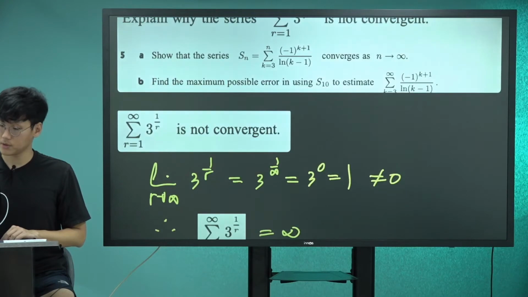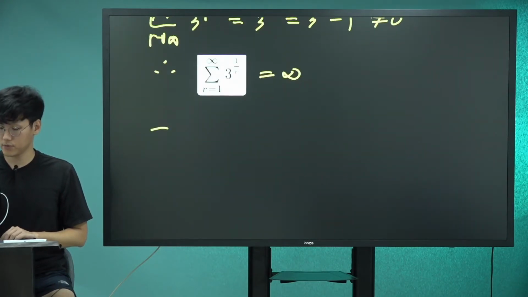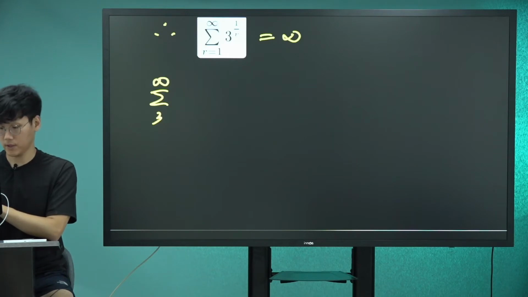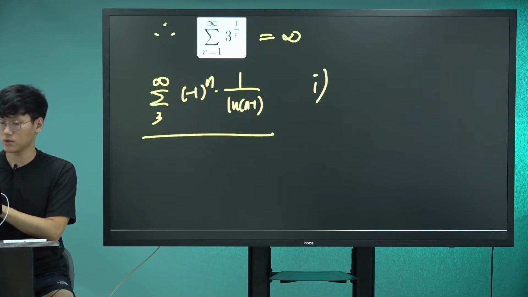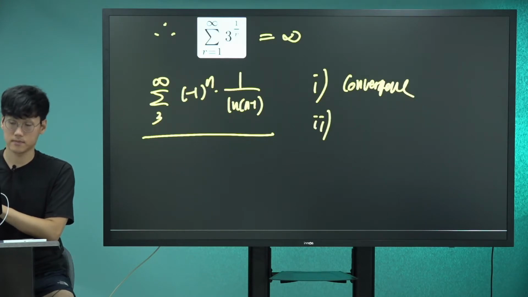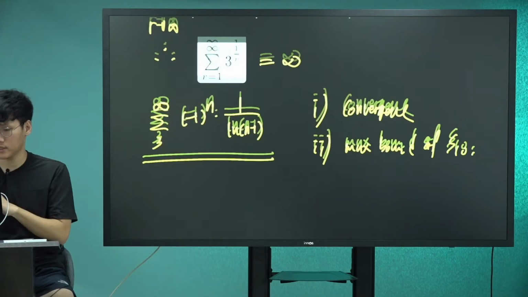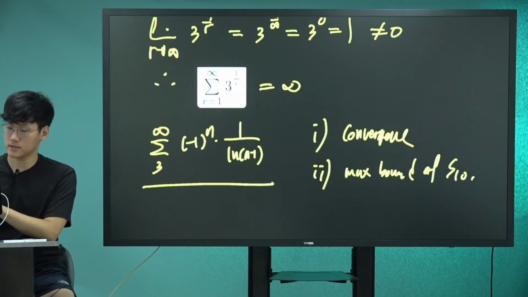The next one was to prove, starting from n equals 3 to infinity, of negative 1 to the power of n times 1 over ln n minus 1. So they wanted to show the convergence. And the second thing was what? Find the maximum bound of S10. Okay. Was it S10? Sorry. Yes, it was S10.